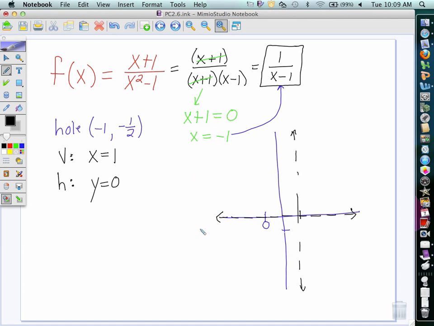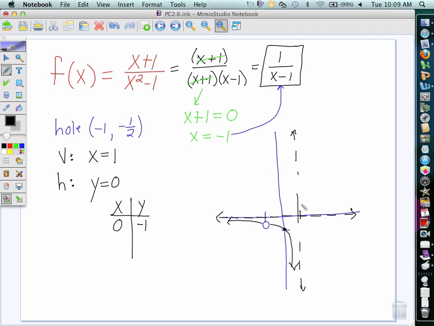All right, the next thing that you're going to do is plot points. And you're going to build a table of values like this. And you can plot a couple points. I already know I have negative 1, negative 1/2. What happens if I put 0 in? If I put 0 in, I get 1 over negative 1, which is negative 1. Plot it. All right, here's what I know about my curve. It's slowly going to approach the asymptote. It's going to pass through the hole. There's the first part of my curve.